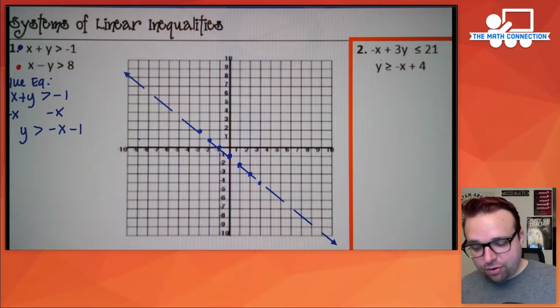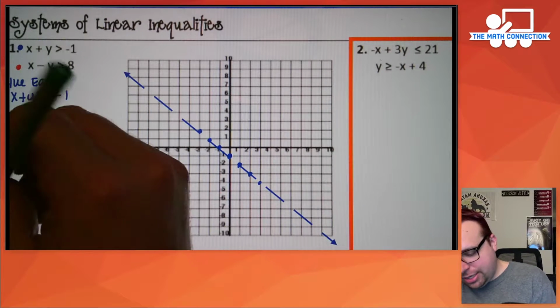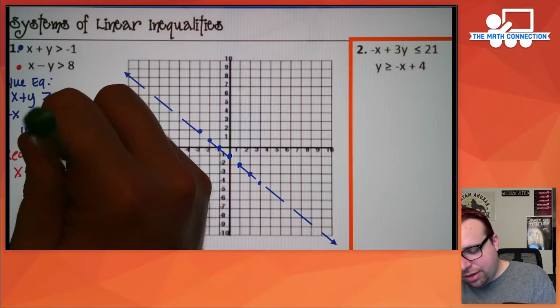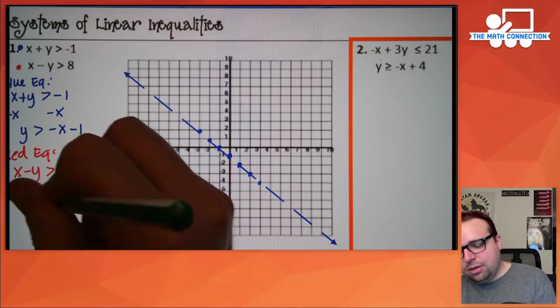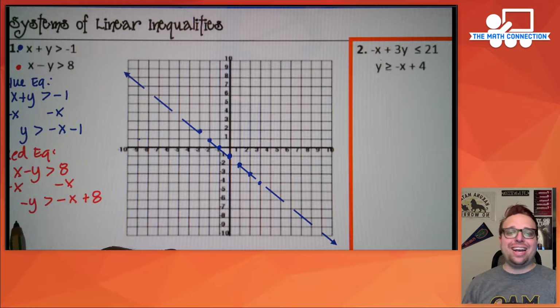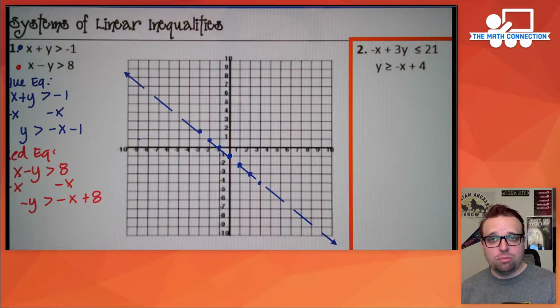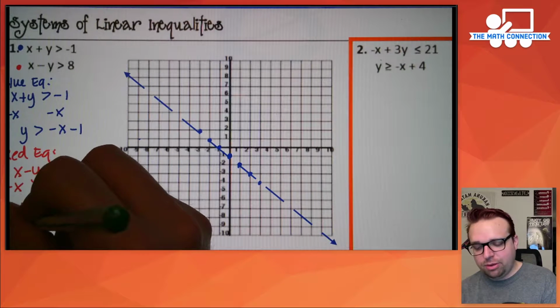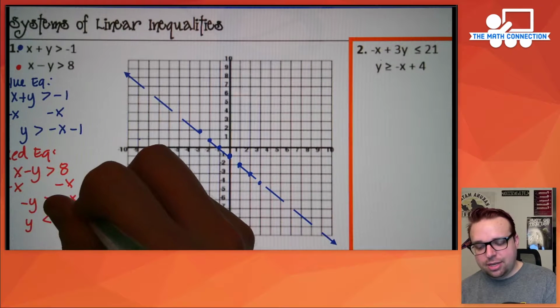Okay, we're using red for our second equation. Our red equation is x minus y greater than 8. So we need to get the x over there. -y greater than -x plus 8. But we can't leave this as -y. It needs to be a positive, because that's what slope-intercept form tells us. So if I switch the sign for y, I need to switch the sign for everything else. So this is actually going to be y less than x minus 8.